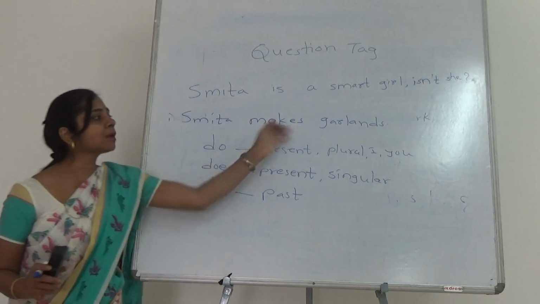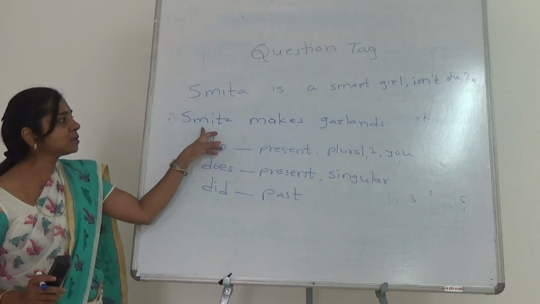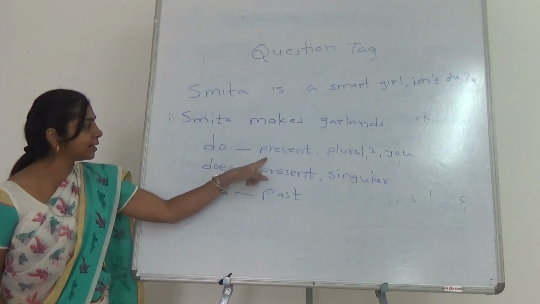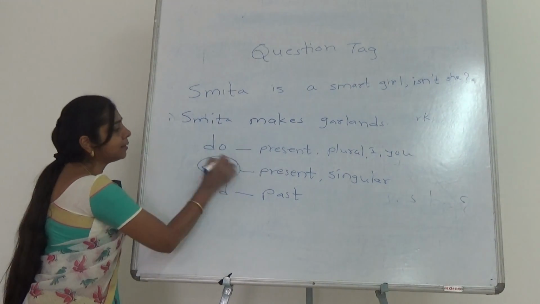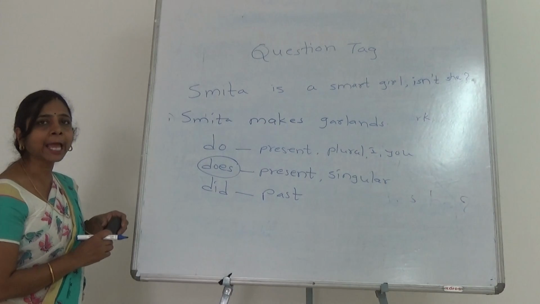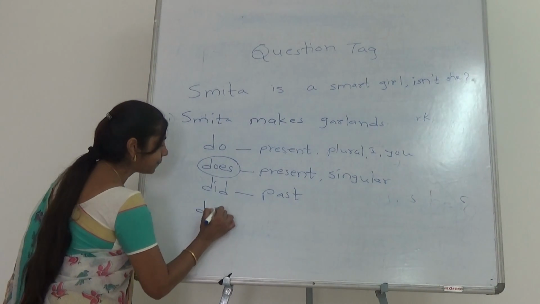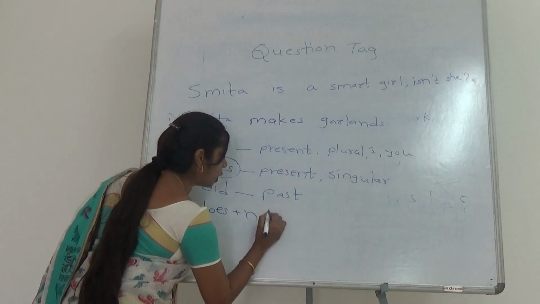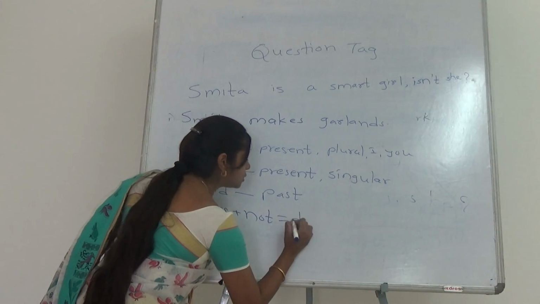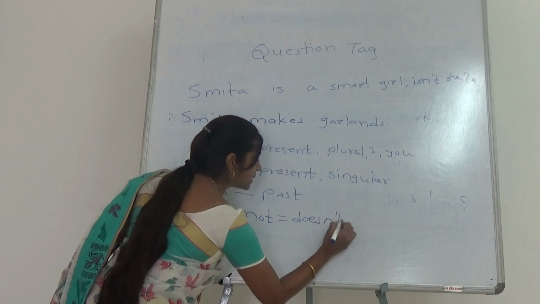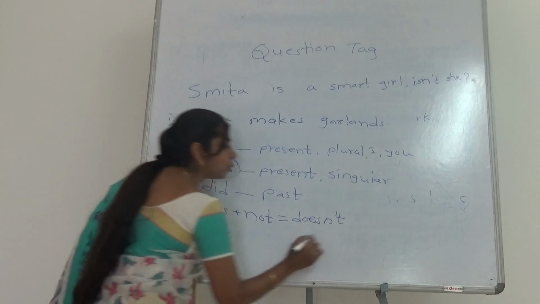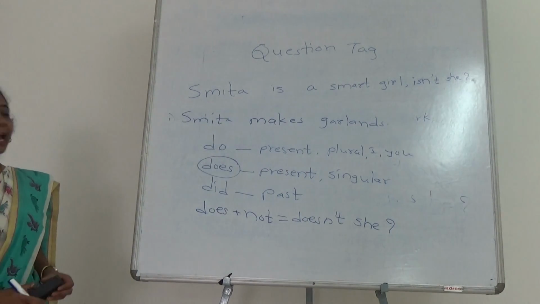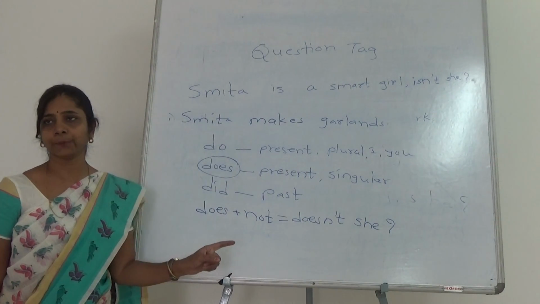Now, Smita makes garland. Here Smita is singular, and makes, the sentence is simple present tense. It means that we can use does in this sentence. So what will be the tag? Now use does. The given sentence is affirmative, so we will add not in it. We will make its short form, that is doesn't, and then we will use the pronoun for Smita, and that is she. So our question tag will be doesn't she.